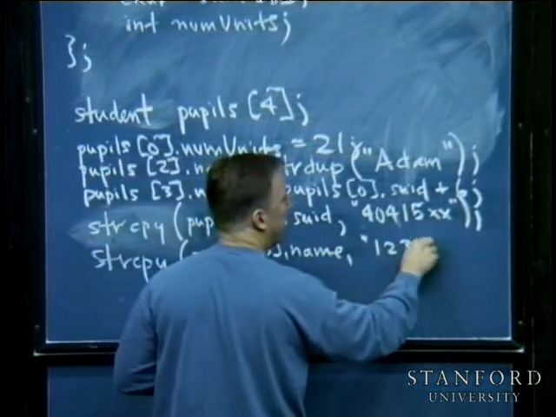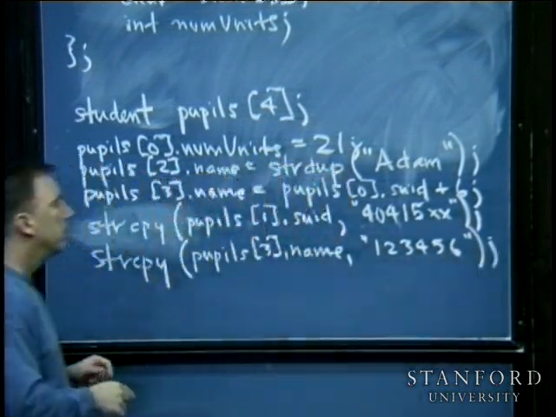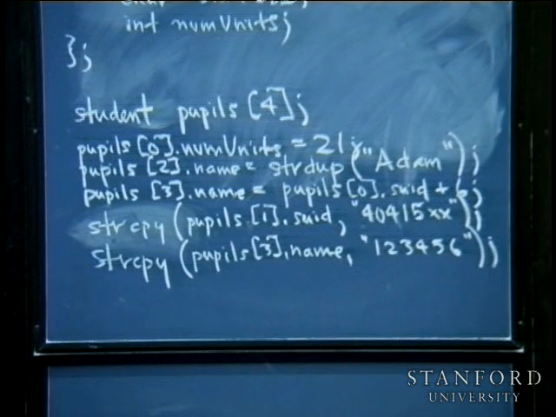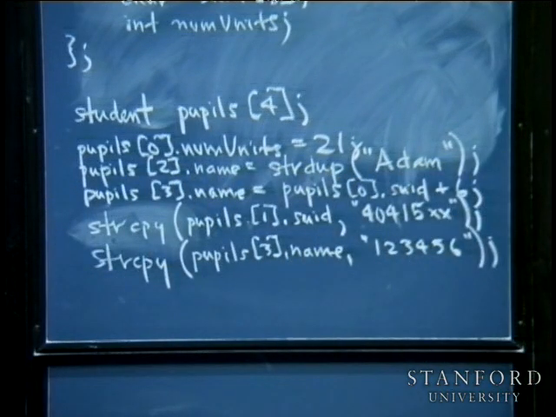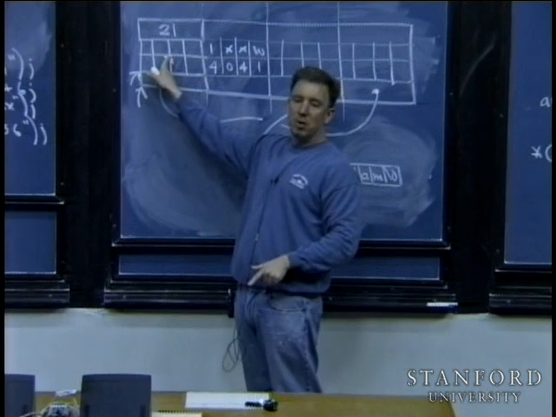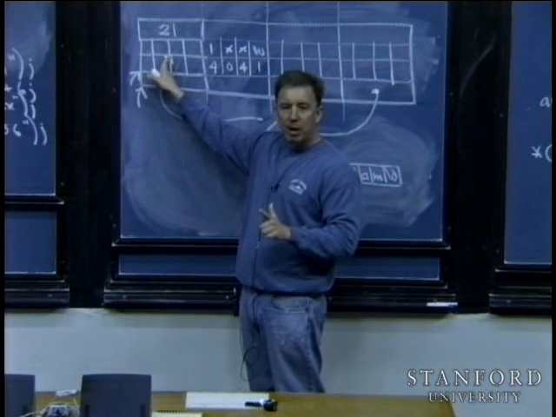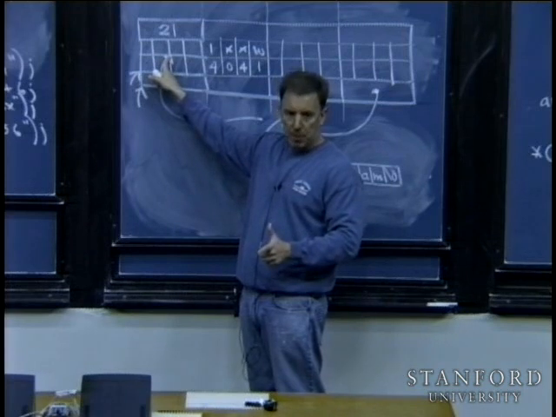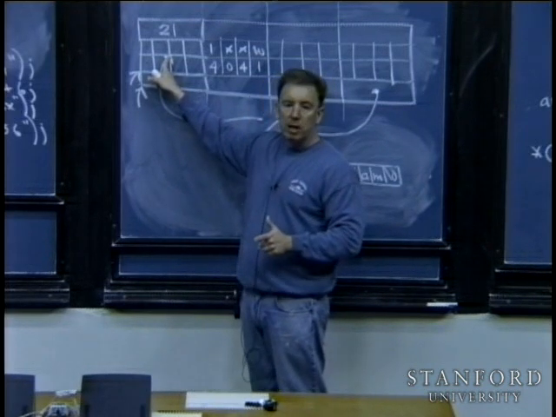1, 2, 3, 4, 5, 6, and that's enough. Don't worry about the fact that it's not really a Stanford ID. It was 70 years ago, I'm sure. Pupils of 3 dot name. That evaluates to whatever this evaluates to. That means that location right there is what's identified as the place where characters should be written. It follows exactly the same recipe that the first call to strcpy did.